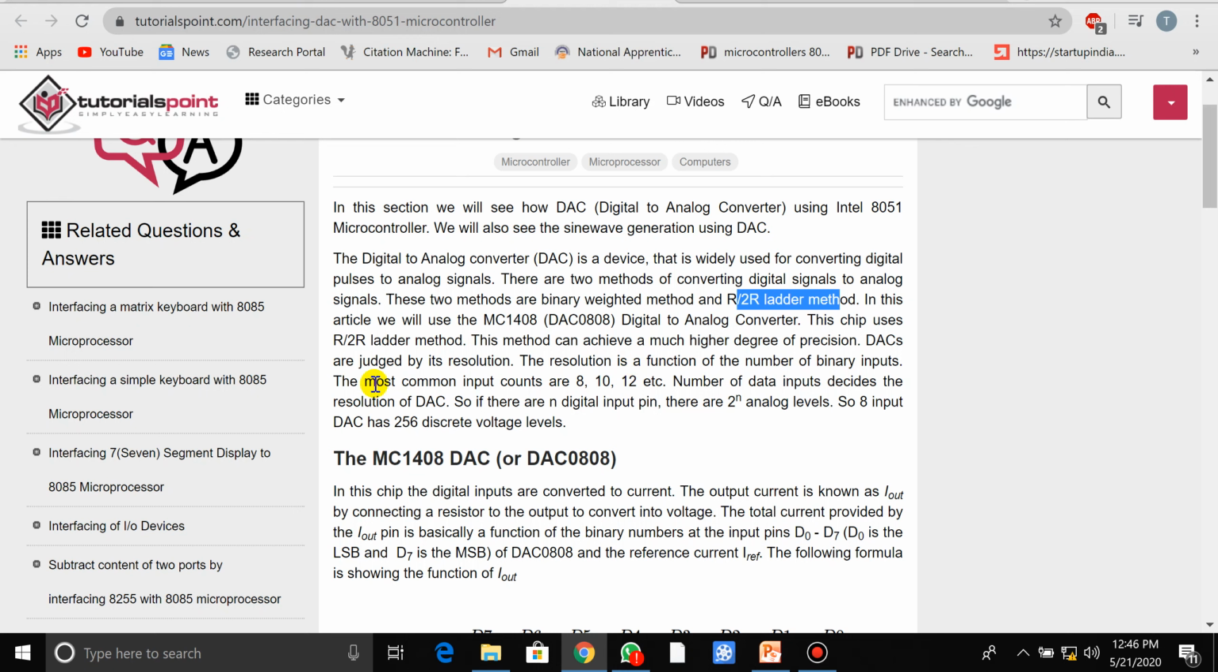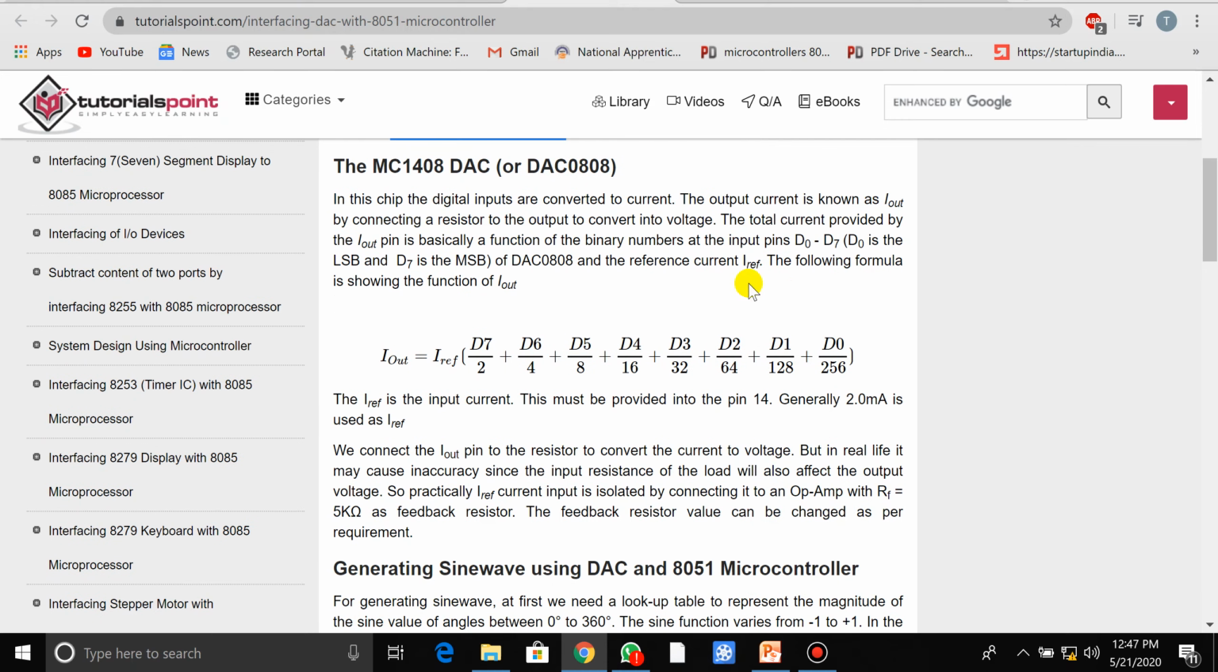A DAC is judged by its resolution, which is a function of the number of binary inputs. Here we are taking an input as 8, 10, 12, like that, and we are going to find the discrete voltage levels, and the same formula what I told in the PPT. Correct, no? The same thing.